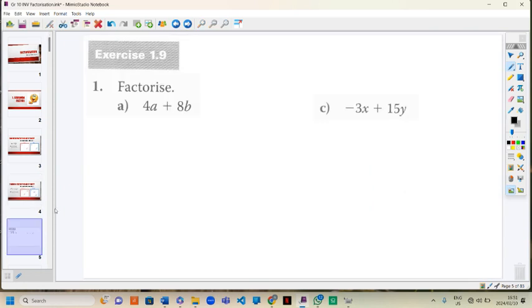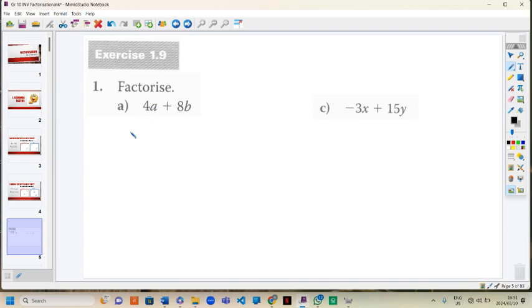Let's go to some nice examples. Now let's see if we can do it without the boxes. What I want you to do is see what is common here. Look at just the numbers. We've got 4 and 8. What number can go into 4 and 8? 2 can go into 4 and 8. Is there a bigger number that can go into 4 and 8? 4. Good. 4 can go into 4 and 8.